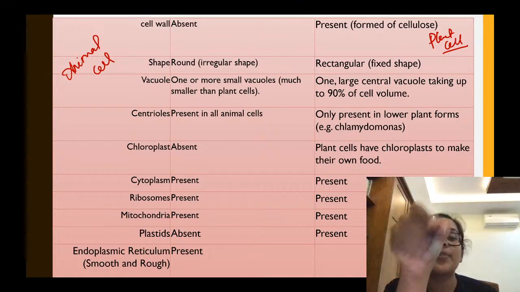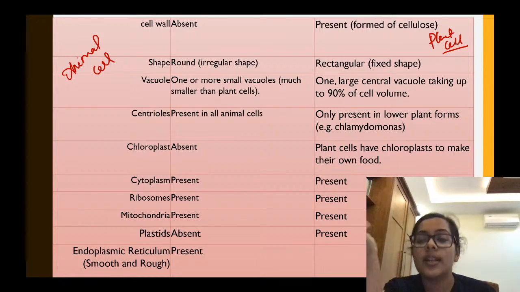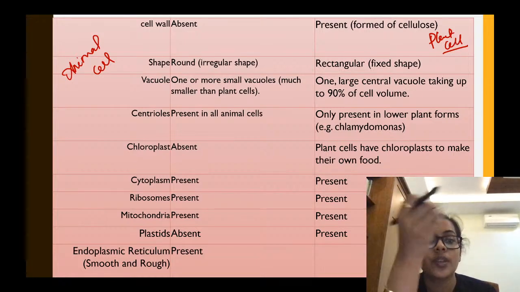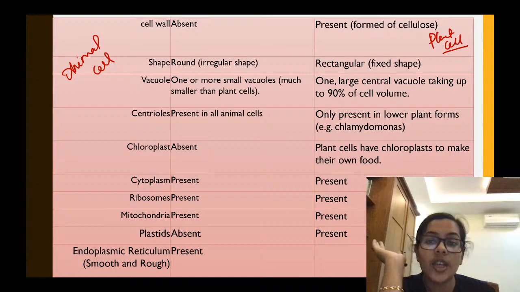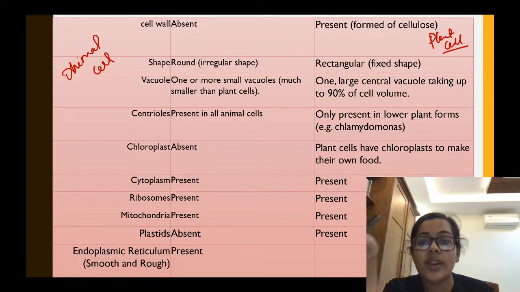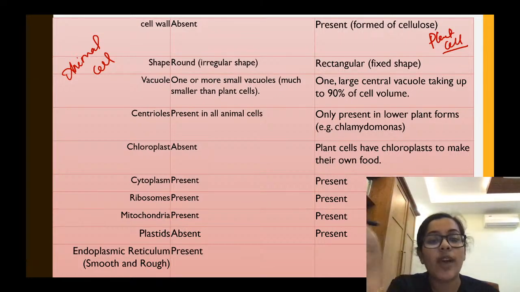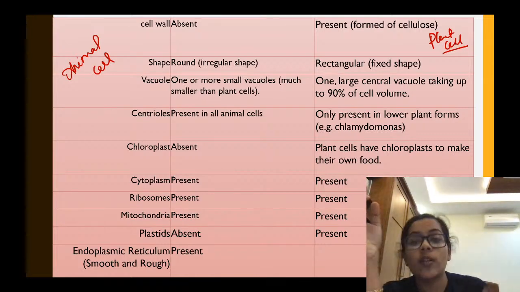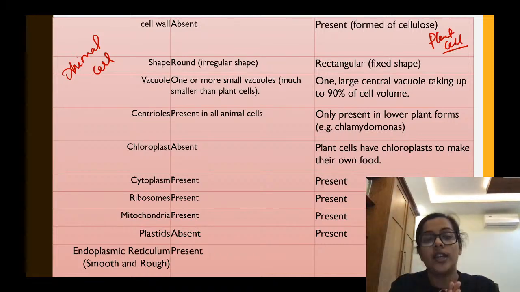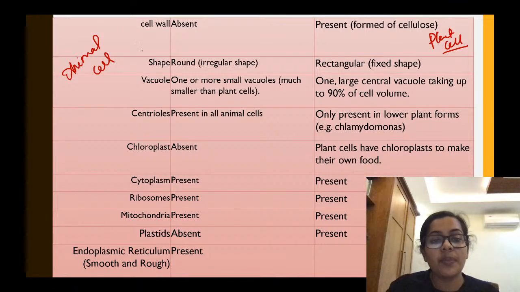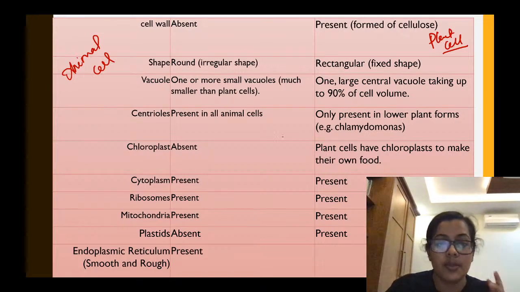So cell wall is absent in the animal cell, whereas in the plant cell, the cell wall is present. Animal cells are round and irregular in shape, whereas plant cells are rectangular in shape. Animals have one or more vacuoles. Only one vacuole is present in a plant cell, which carries 90% of the cell volume. Centrioles are present in all animals, only in lower plant forms such as chlamydomonas.